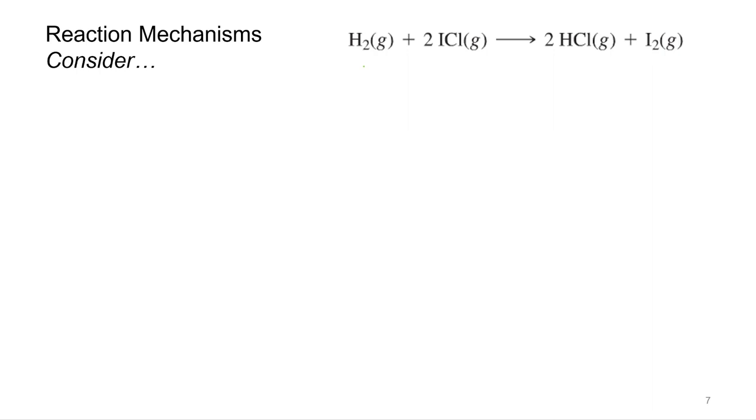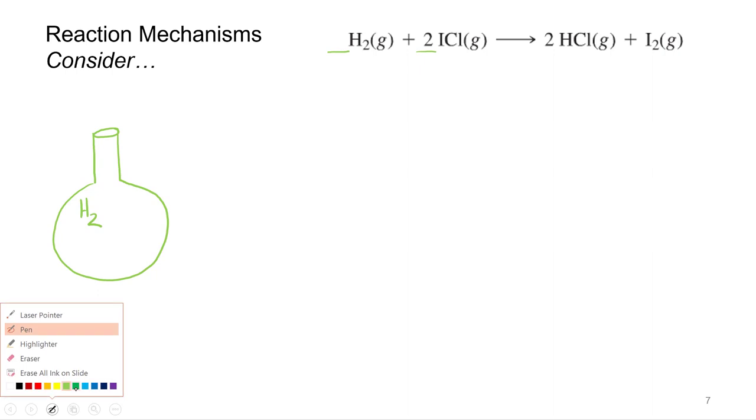Have you considered it? That's what it says. It says consider it, so we gotta consider it. All right, so let's think about how this plays out. This is 1 mole of H2 and 2 moles of ICl. So let's put those in a flask. Let's draw a flask. H2. We got 2 ICls.